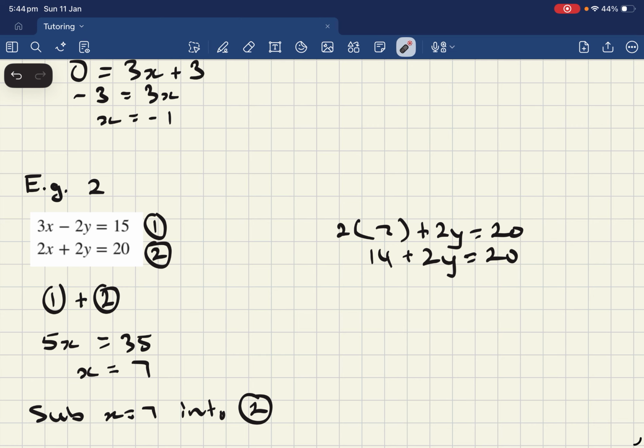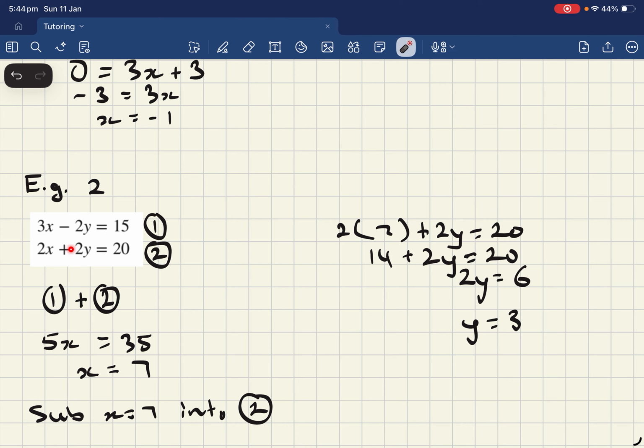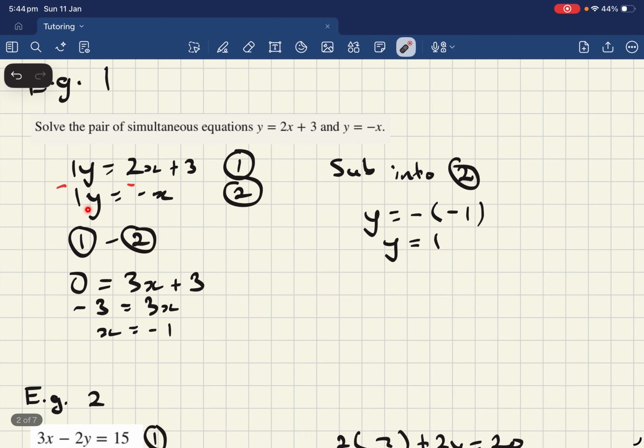I'm going to subtract the 14 from both sides to remove it from the left-hand side. So I'm going to get 2y equals 20 minus 14, which gives us 6, and divide both sides by 2, giving me y equals 3. So when the signs are different, just to reiterate, we want to add the two equations. When the signs are both positive, when they're the same, we want to subtract them.